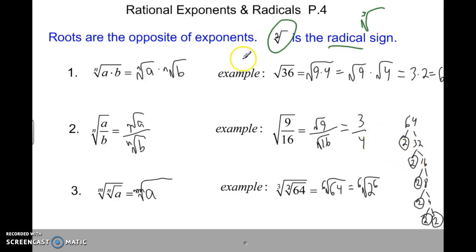Well, roots are kind of like the opposite of exponents. So if I'm taking the 6th root of some number to the 6th power, it's going to come out really nicely. And that's just 2.